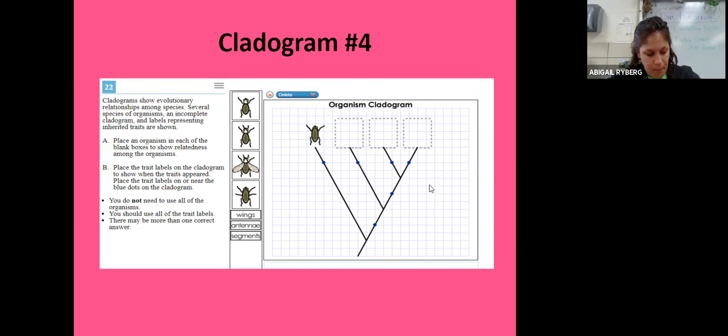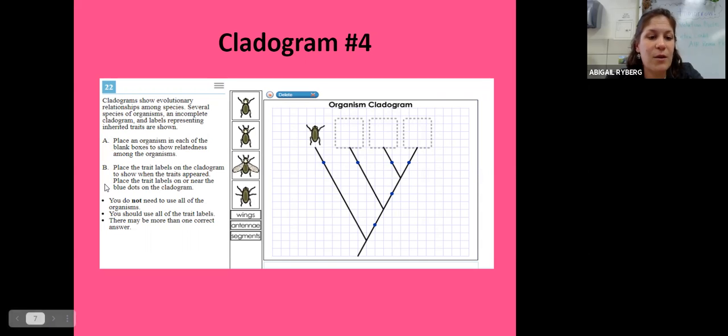Cladogram 4. Okay, cladograms show evolutionary relationships among species. Several species of organisms, an incomplete cladogram, and labels representing inherited traits are shown. Place an organism in each of the blank boxes to show relatedness among the organisms. Place the trait labels on the cladogram to show when the traits appeared. Place the trait labels on or near the blue dots on the cladogram. You do not need to use all of the organisms. You should use all of the traits, and there may be more than one correct answer.